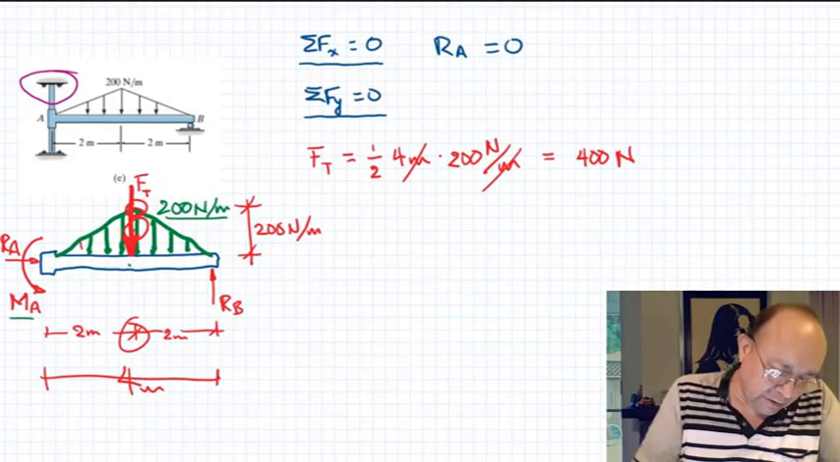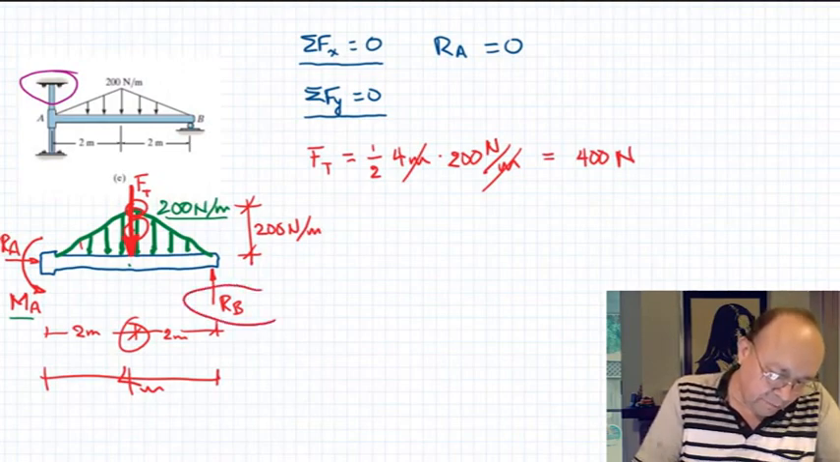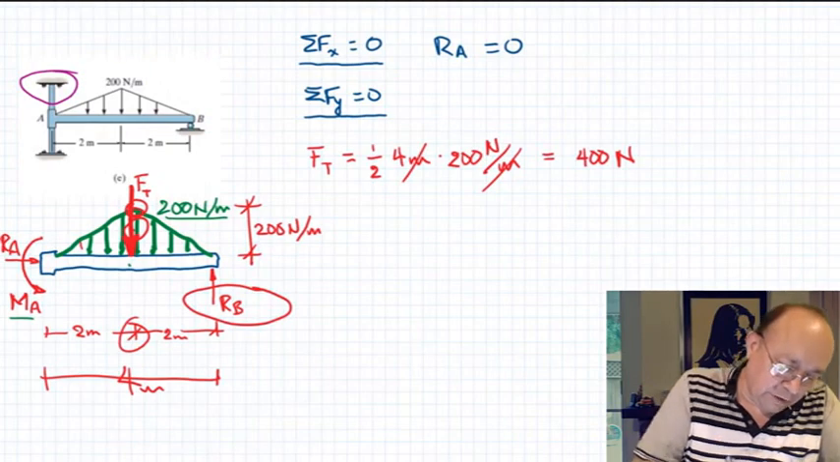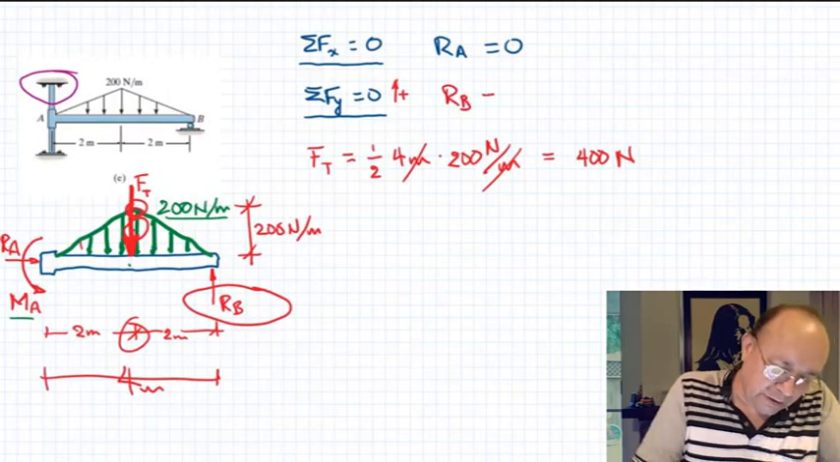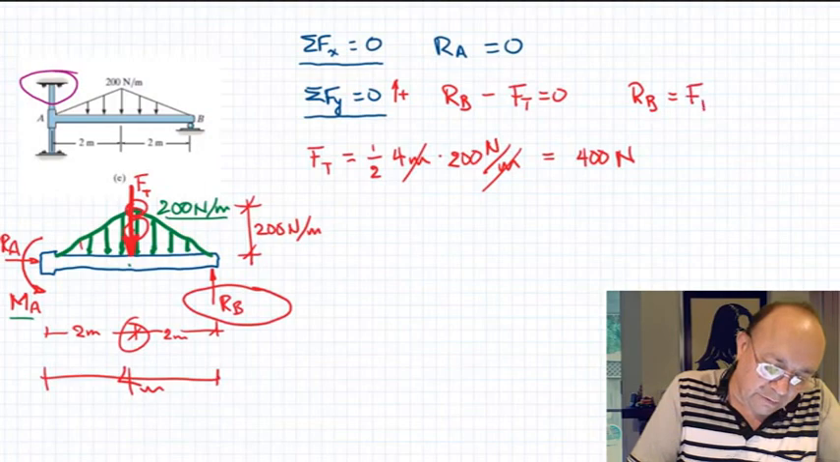So the summation of forces in the y direction would be RB going up. Well, I'm going to do positive going up. So RB going up minus FT going down equals 0. So RB equals FT equals 400 newtons.